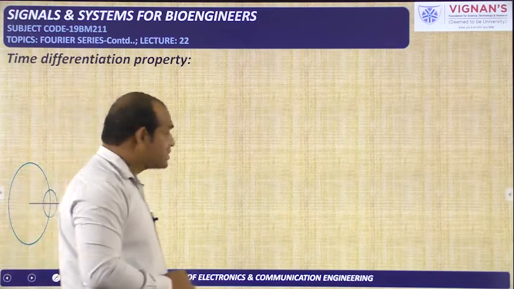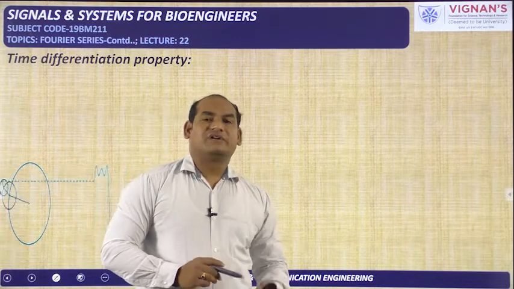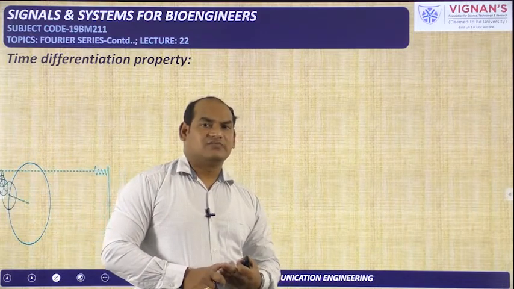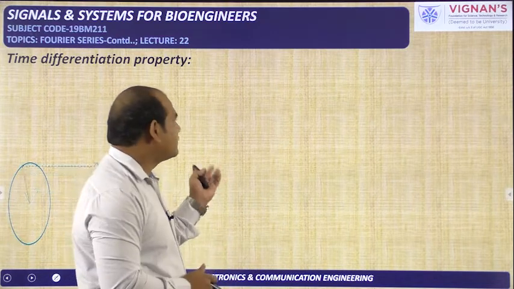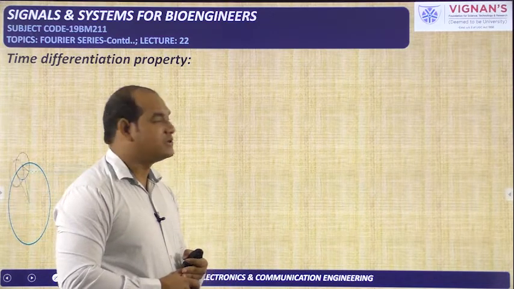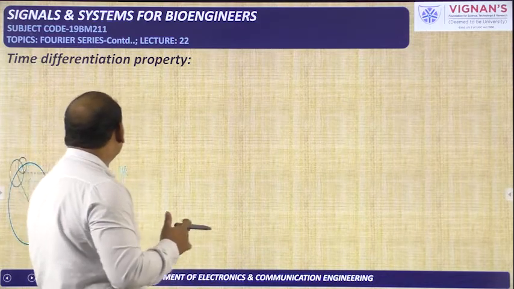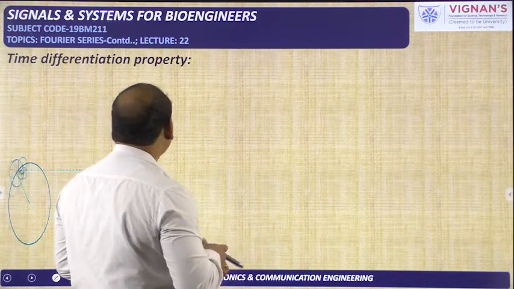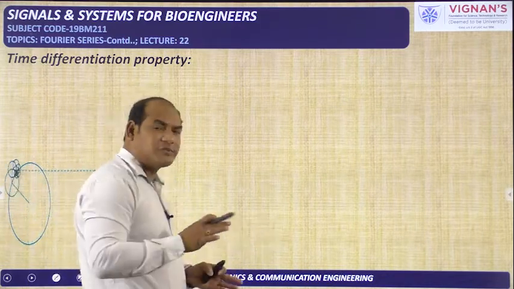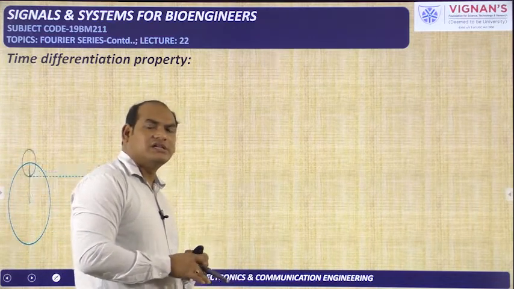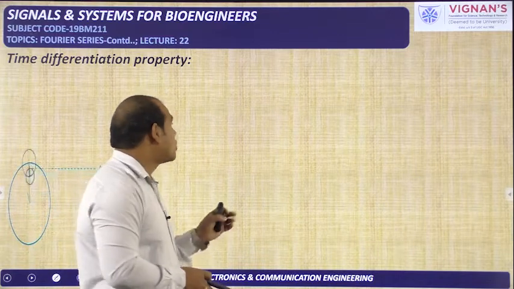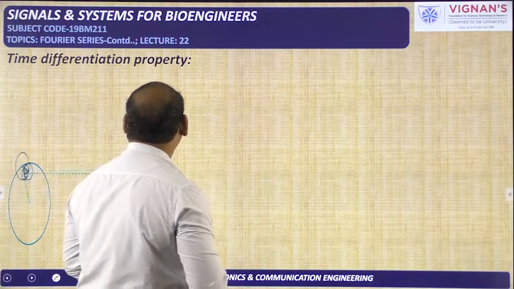Next, time differentiation property. Different properties are available in the Fourier series, for example linearity property, time shifting property, time differentiation property, all those things we are going to see. Already we have completed the time shifting property, and in those problems based on time shifting we also used the linearity property. About all those properties I will discuss in a separate class. Now we will see time differentiation property.